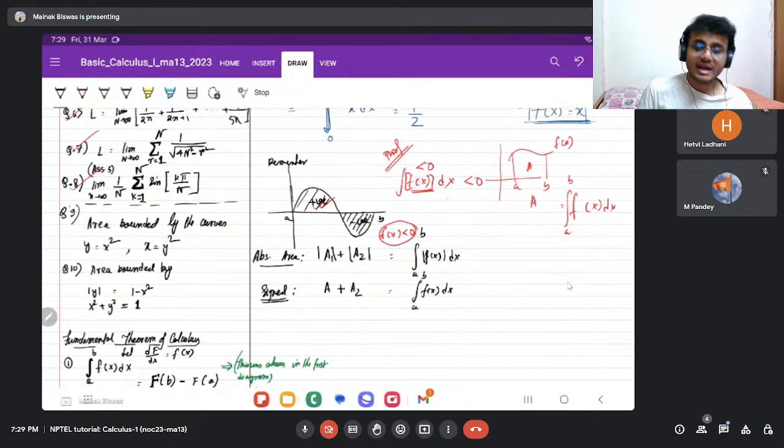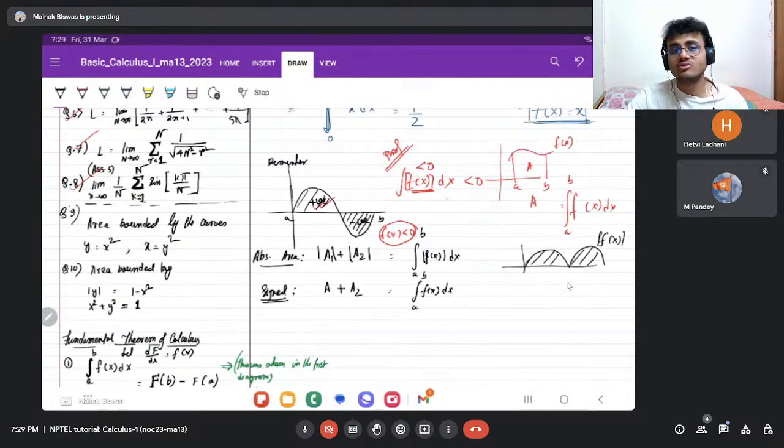What will you do? I had said this in the first class, right? So if you want to invert your area, what will you do? If you take mod of f(x), you take a reflection over the x-axis, everything inverts, right? Hope it is clear. And if you want to take a non-signed area, you will be taking an integral.